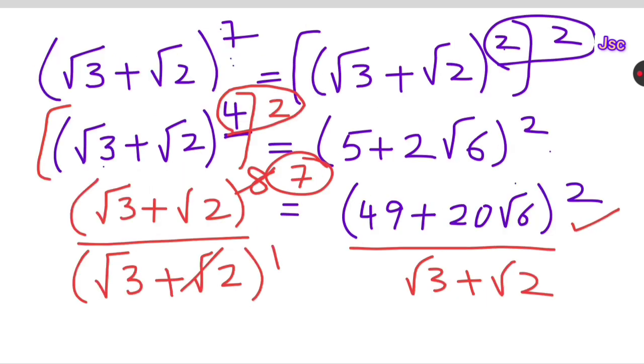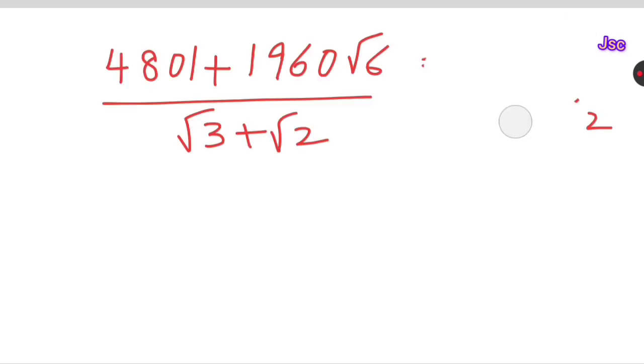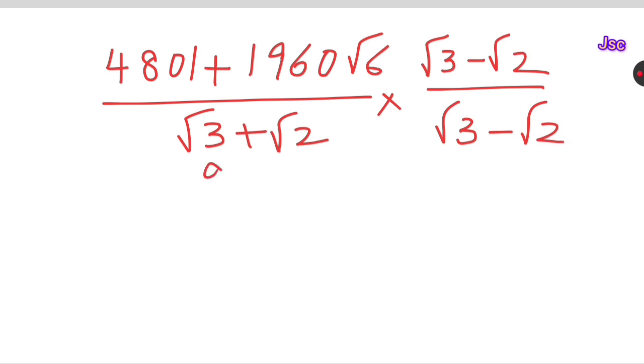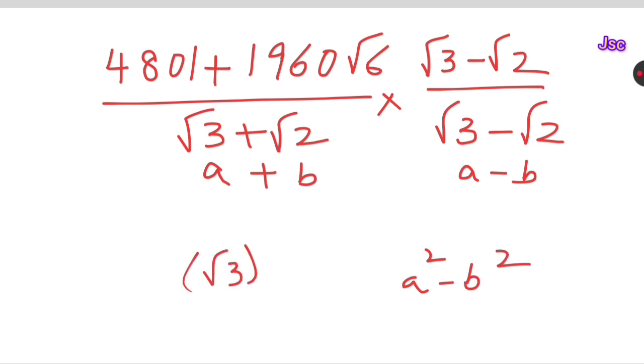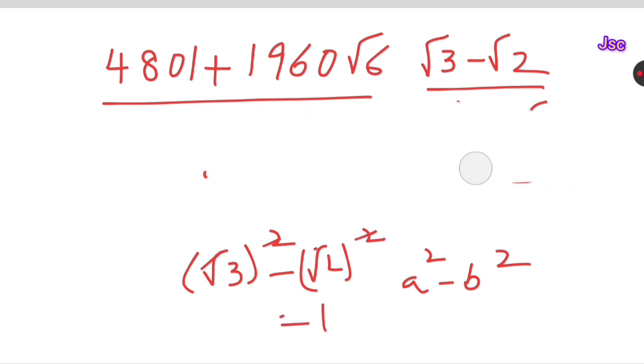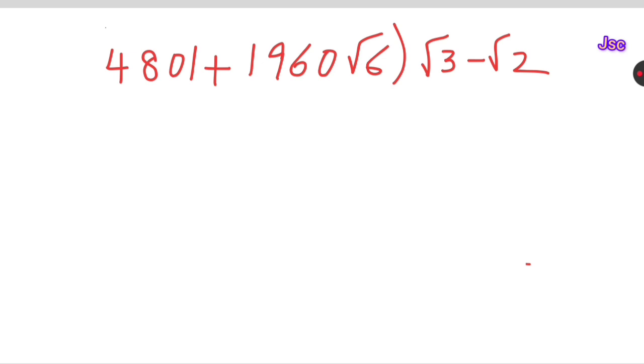Still what we have to do? We have to divide by root 3 plus root 2. Let's do that. Whenever there is a square root in the denominator, we have to rationalize. Here we have a plus, so you have to do it with minus. The denominator is in the form of a plus b times a minus b. The formula is a square minus b square, that is root 3 whole square minus root 2 whole square. So we get only 1. So the denominator converts into 1. So now you are left with only the numerator. Open the brackets.